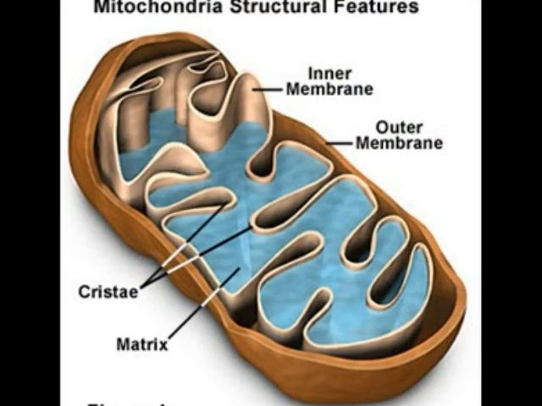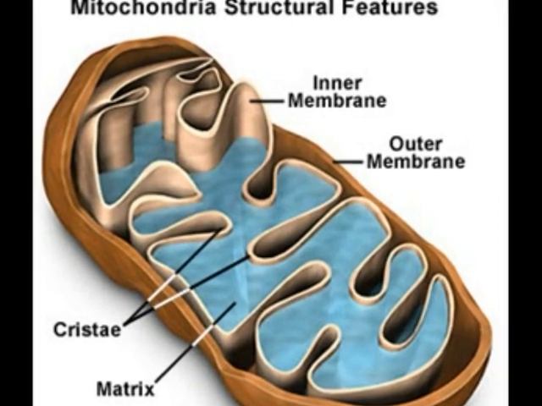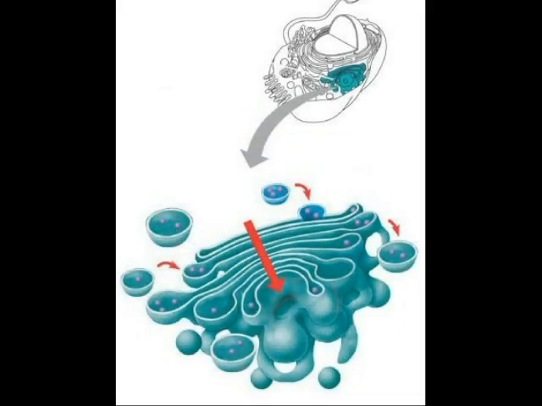All cells need energy. That's why cells have mitochondria. They produce energy, or ATP, for the cell using sugars in food. This is a lysosome. The lysosome digests food and other molecules. It also recycles worn and old cell parts.